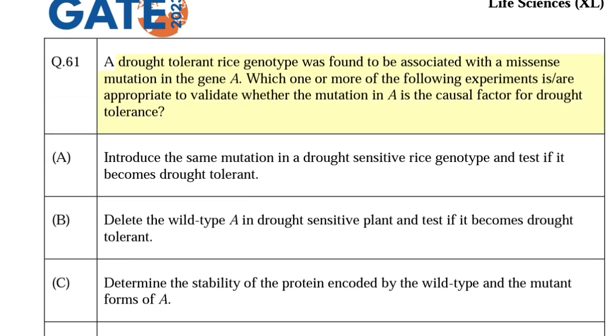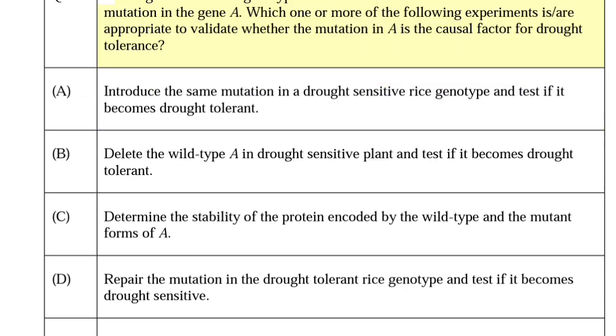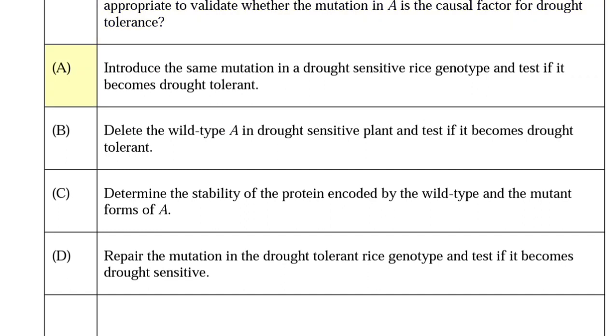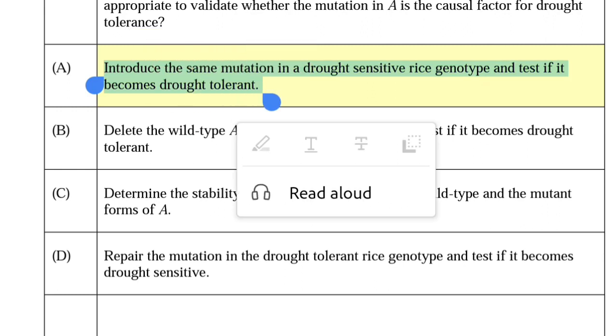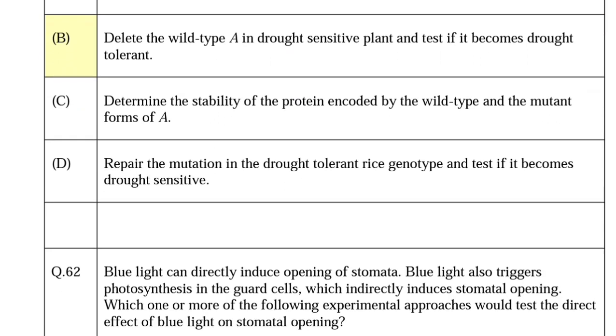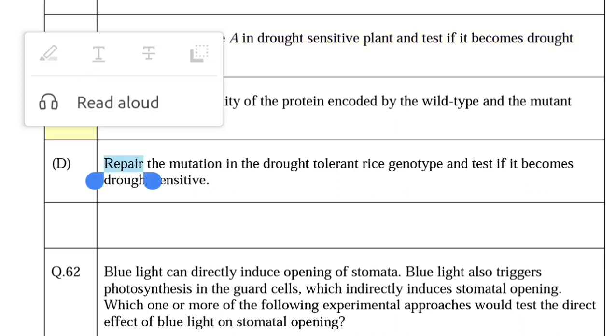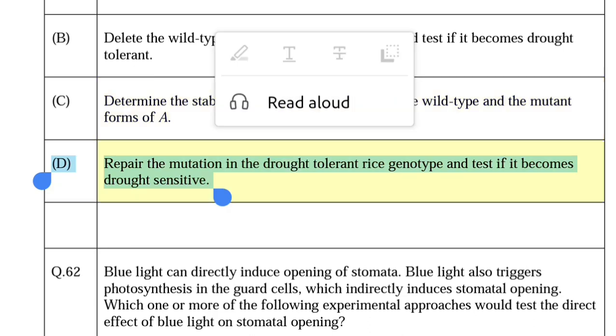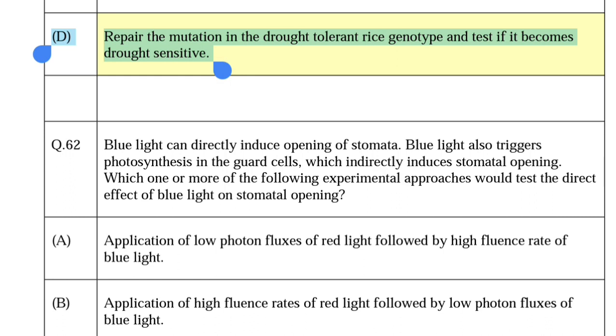D. P3, Q1, R2, S4. Q.61. A drought-tolerant rice genotype was found to be associated with a missense mutation in the gene A. Which one or more of the following experiments are appropriate to validate whether the mutation in A is the causal factor for drought tolerance? A. Introduce the same mutation in a drought-sensitive rice genotype and test if it becomes drought-tolerant. B. Delete the wild type A in a drought-sensitive plant and test if it becomes drought-tolerant. C. Determine the stability of the protein encoded by the wild type and the mutant forms of A. D. Repair the mutation in the drought-tolerant rice genotype and test if it becomes drought-sensitive.